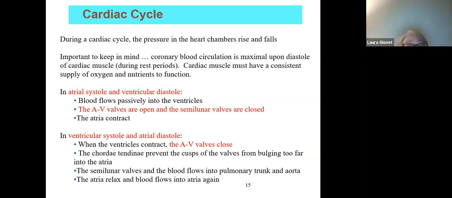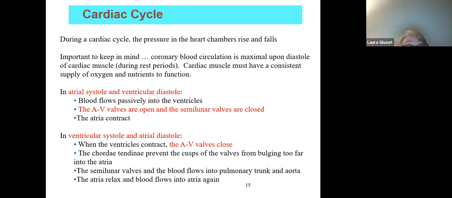The AV valves are open, which are referring to the tricuspid and the mitral valves, because they're found between the atria and the ventricles. Right? The mitral and tricuspid valves are open, and those semilunar valves, or the pulmonary and aortic valves, are shut. Okay. Atria contract, push the blood down.